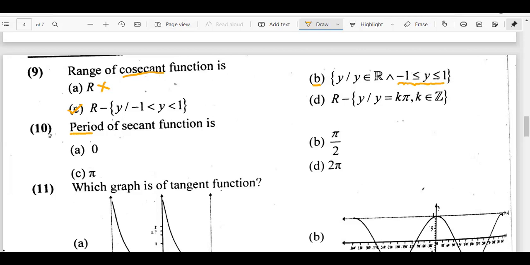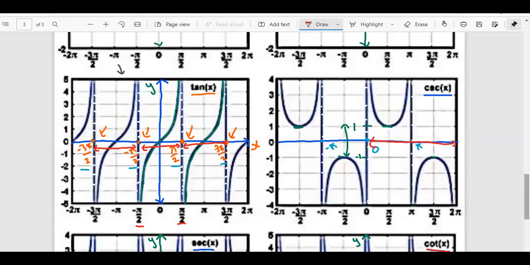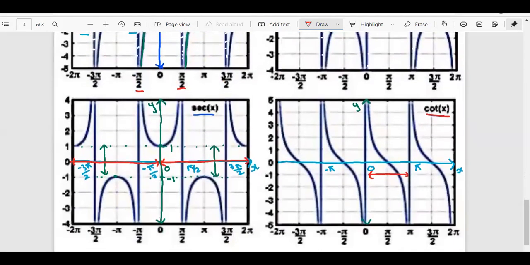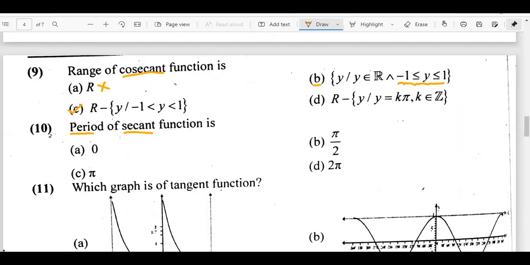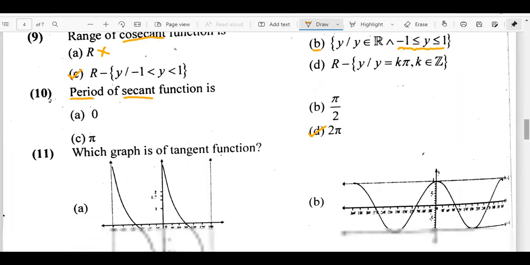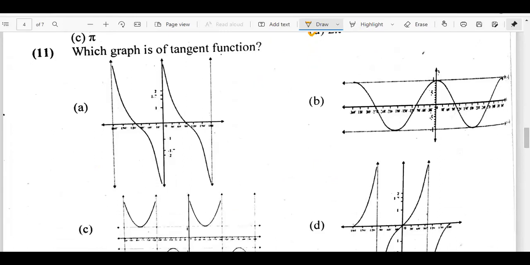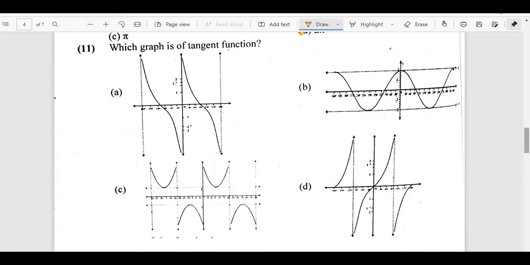Perfect. The period of secant function. Now we need to talk about the secant function and then the period. What do you think? 2 pi. Very good. Very well done. Excellent. It would be 2 pi. Okay. Then we have this question. It's the 11th one. It says, which graph is of tangent function? Option D.